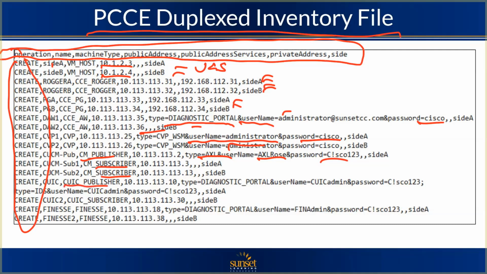CUIC, there's a cluster of those servers. There's a pub and a sub. The username I'm using over here of CUIC admin, that's the application username and password. Same thing with Finesse. Finesse has an application username and password.